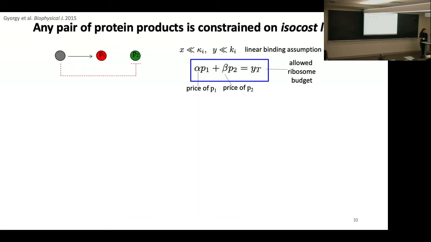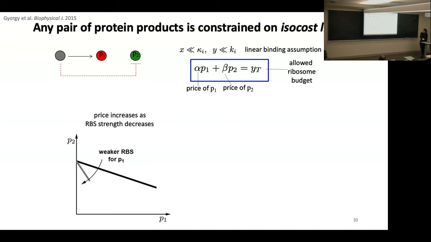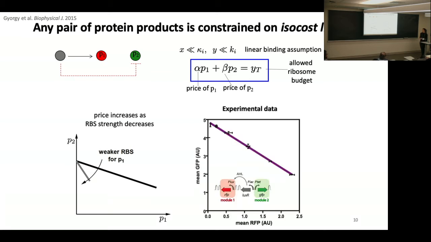So that said, you can go back to the model and actually do a little bit of math to prove that any pair of genes in any network is always subject to this linear constraint, okay? Whenever you express one protein, the other one is going to decrease linearly. And if you do look at the data, that's what the data also confirms, okay? So anytime you express, in this case, a red protein, the green protein, which is unconnected, is just going down.